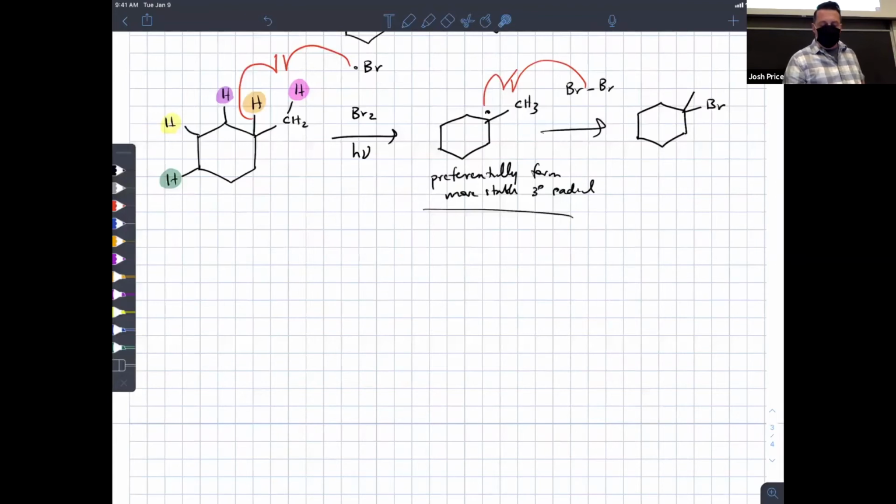Notably, we don't observe any bromide products where the Br is at the green, yellow, purple, or pink positions. The tertiary radical is more stable because of hyperconjugation. All right, questions? So this principle, go ahead, sorry.